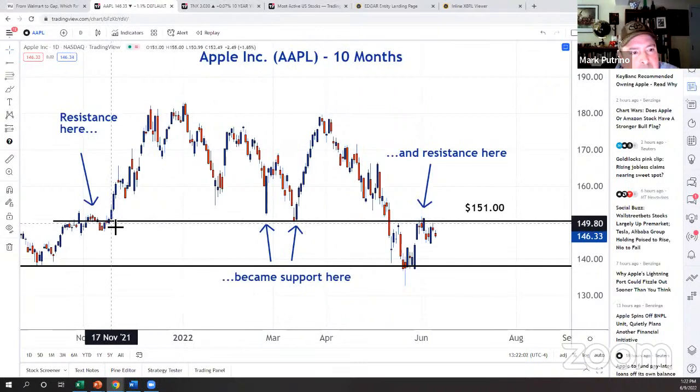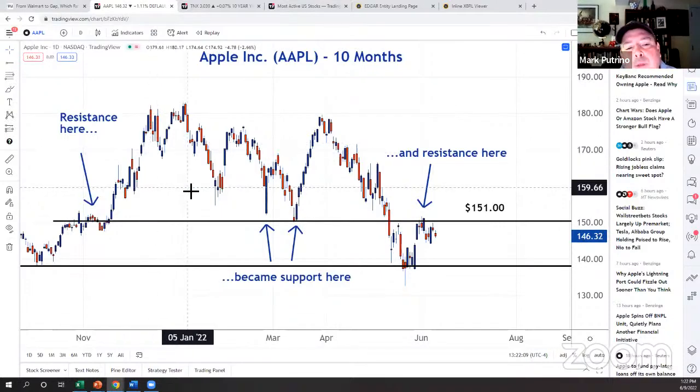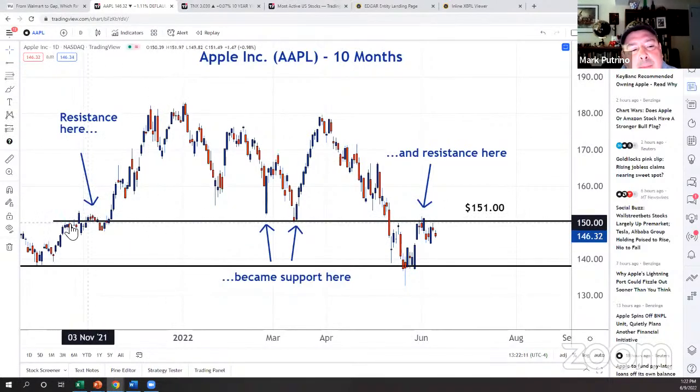People sold, they watched it go higher. They tell themselves, I made a mistake, I'm going to buy my stock back, but I don't want to pay more than I sold it for. So I'm going to place my buy order at the same level that I sold at. So if there's enough of these buy orders, the level that was resistance can convert into support.